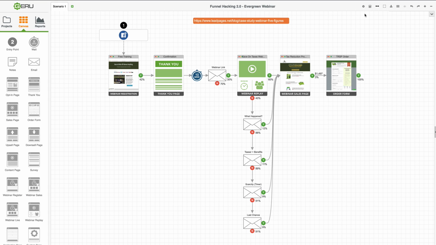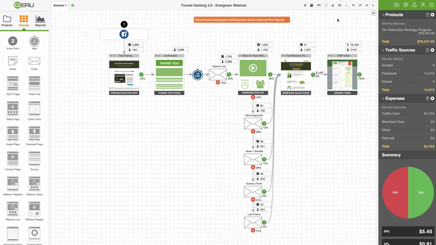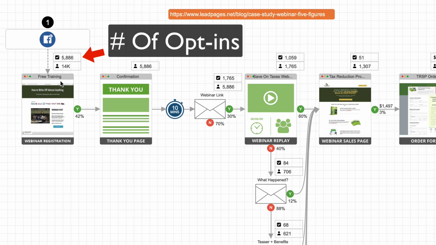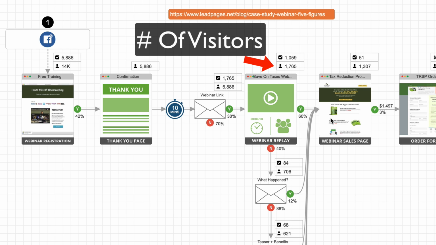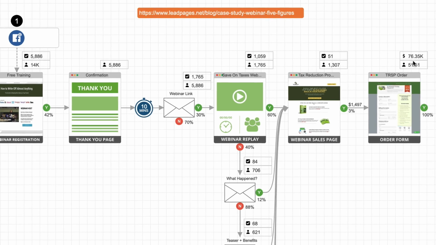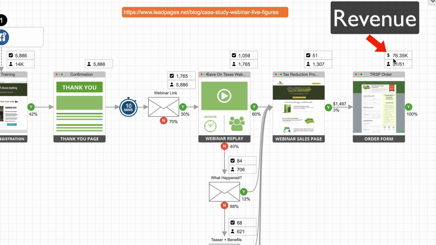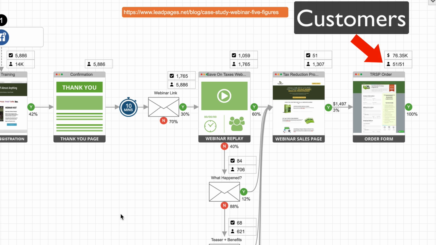So check this out. Now you can see we're going to the next level, right? Now we're really diving into the math behind this funnel. We can see exactly how many opt-ins we're getting, how many are being passed along. We can see again here how many people hit the actual page, how many are moving forward. And then as we get more into the actual sales element, we can see here the actual sales total of 76,000 plus generated as a result of this whole funnel process, right?